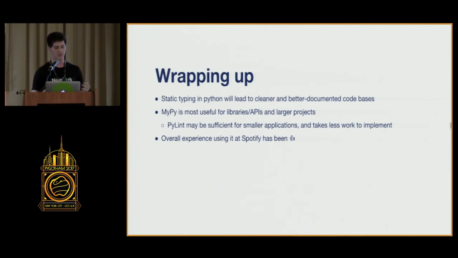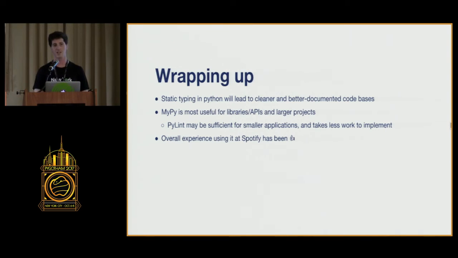And so to wrap this up, static Python and typing will definitely, in my opinion, lead to cleaner and better documented code bases. It just takes a lot less work to figure out what everything expects. MyPy I found to be most useful for libraries and APIs that other people are using, because it's easier to read and more accurate than PyDoc, and you can make sure that your library is in fact conforming to the specifications that you're writing in your types. And it's also good for larger projects where you have a lot of people collaborating on the code base.